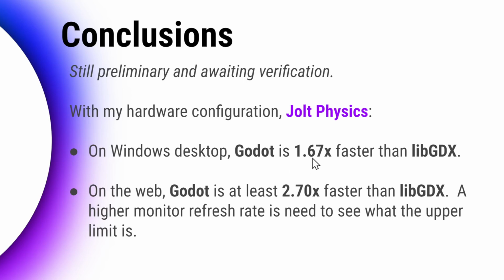So in summary, on Windows desktop, from my setup, Godot is 1.67 times faster, or 67% faster, than libGDX. But on the web, Godot is at least 2.7 times faster. It's probably more than 3 and close to 4.